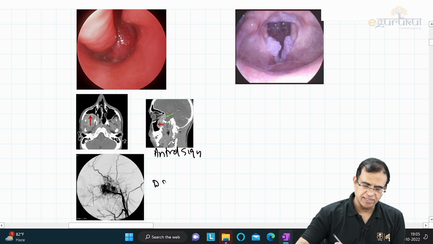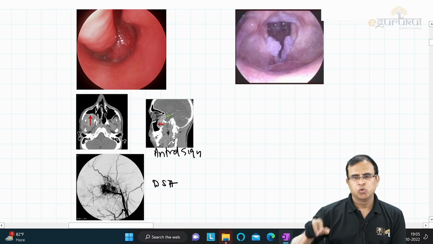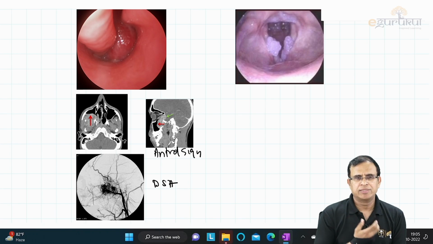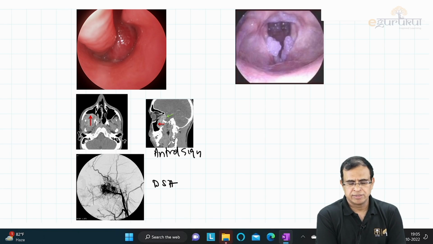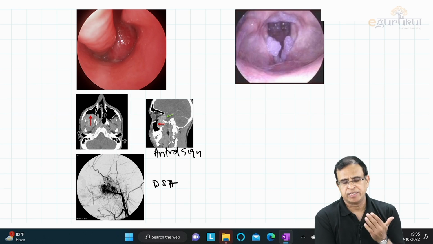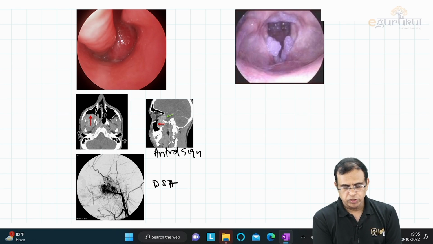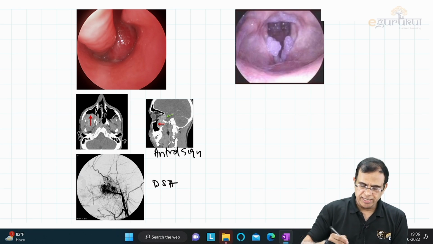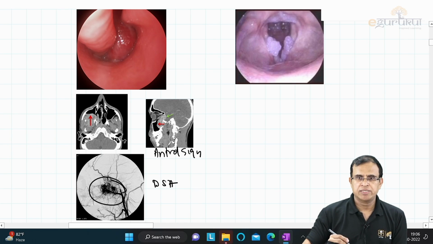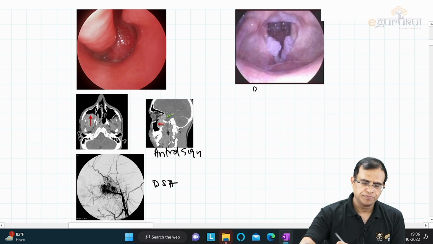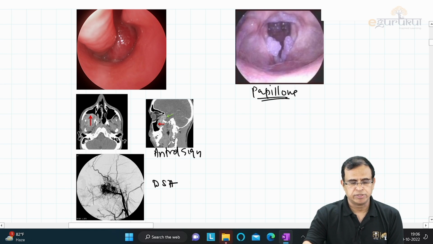And this is DSA, digital subtraction angiography, which only shows you the dye. You inject the dye, then you do a scan twice, and then you subtract one from the other. All that is radiology, but you can only see the dye, and you can see there is accumulation of the dye here, which proves there is a tumor here, a vascular tumor. And the last one is a papilloma. They are multiple in number, so they are also called multiple papillomas for the same reason. So these images could be important.